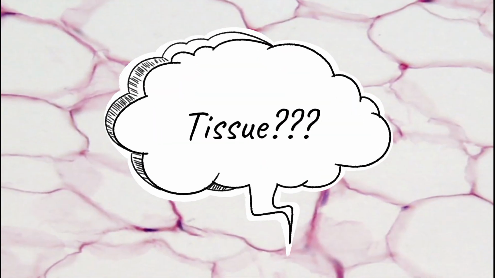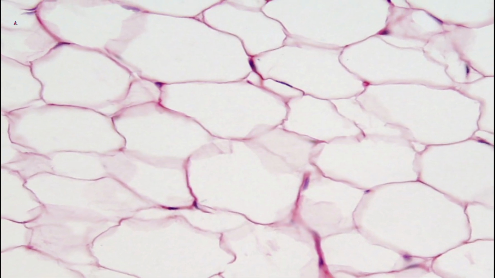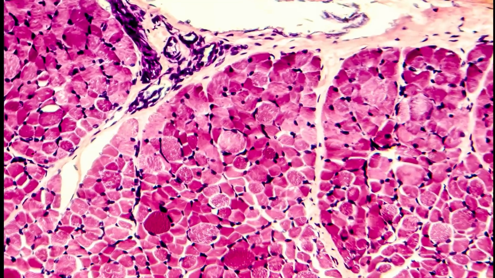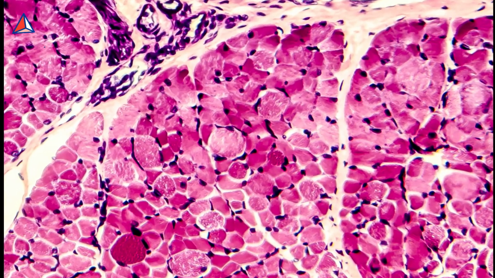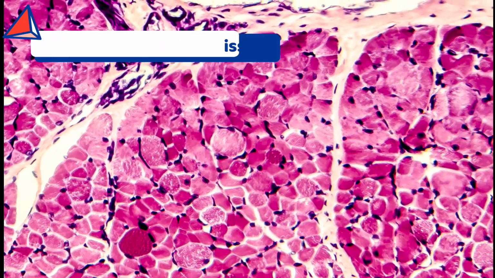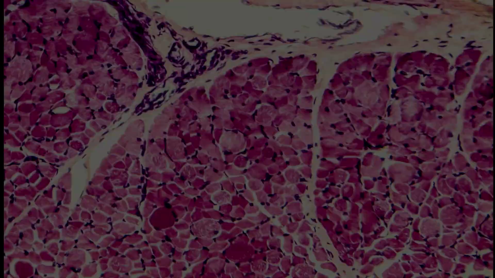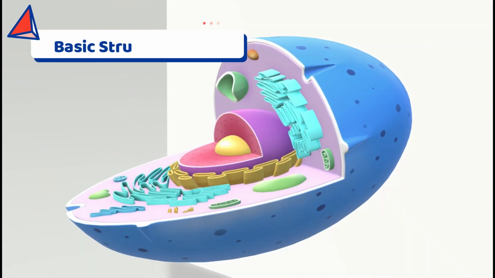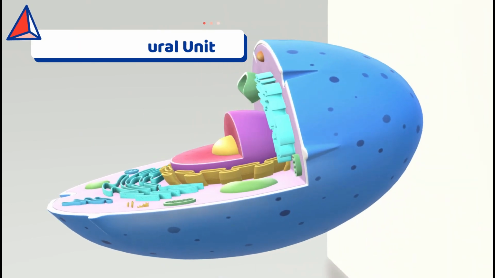Tissue? What is a tissue? A tissue is a group of similar cells performing a specific function. An organ is made up of tissues, which in turn are made up of cells. The cell in a living organism is the basic structural unit.